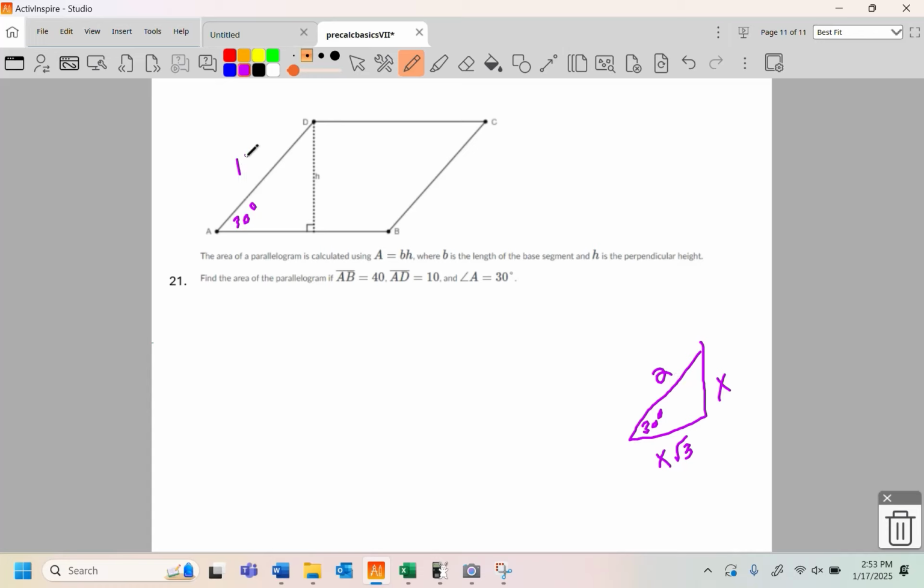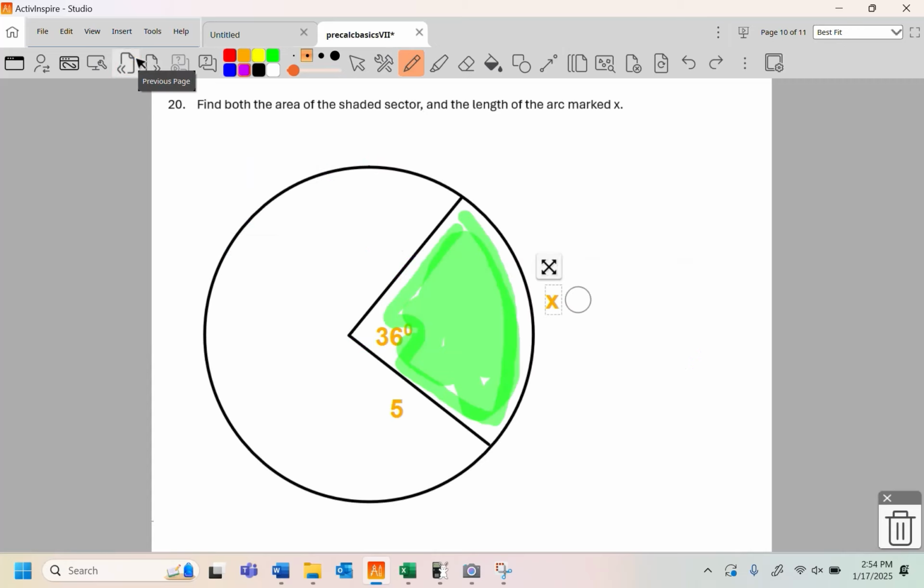They tell us that A to D is 10. Sorry, that's supposed to be twice x. So if this hypotenuse, this 30, 60, 90 is 10, this has to be a 5. They also tell us that from here to here is 40, and they give us a formula for the area of the parallelogram. It's base times height, and you just figured out the height. So the area has to be the base of 40 times a 5, which is 200. Easy problem. Super duper easy.